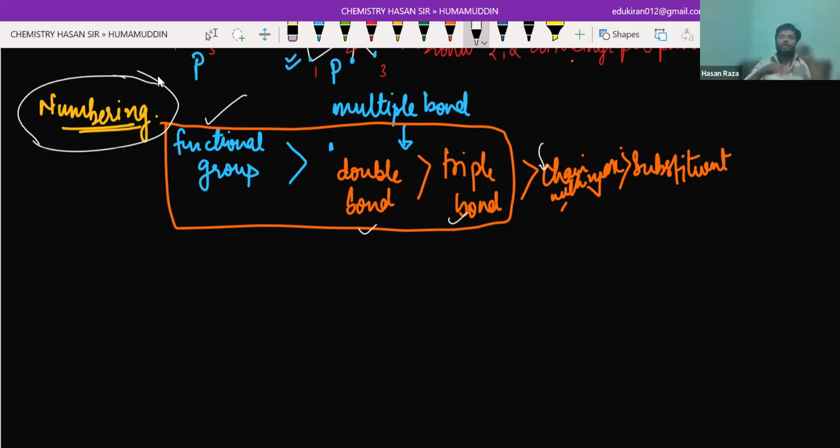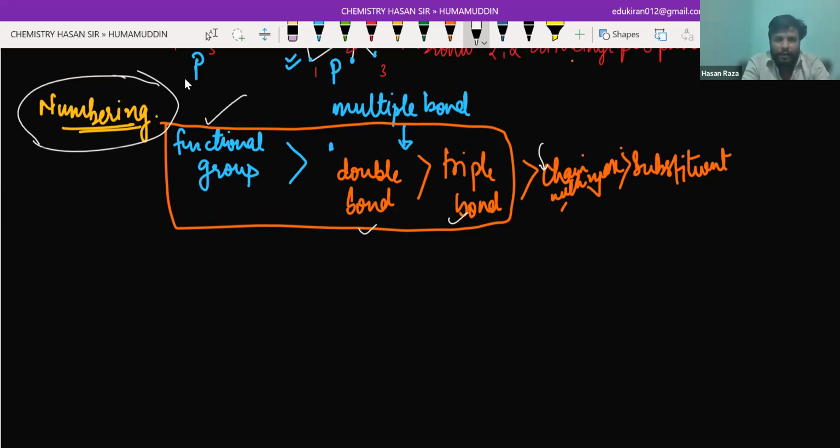If it is present on the same carbon, like on the second position, you are going to write 2 comma 2 and you will use di. If it is present at two different positions like 2 and 3, so 2 comma 3 di, and if it is methyl, dimethyl. If it is repeated thrice, then you are going to write the position 1 comma 2 comma 3, and then tri. For 4 you are going to write tetra. Got it?